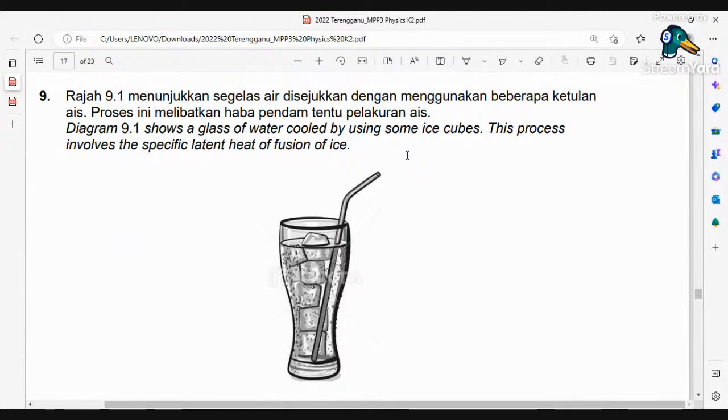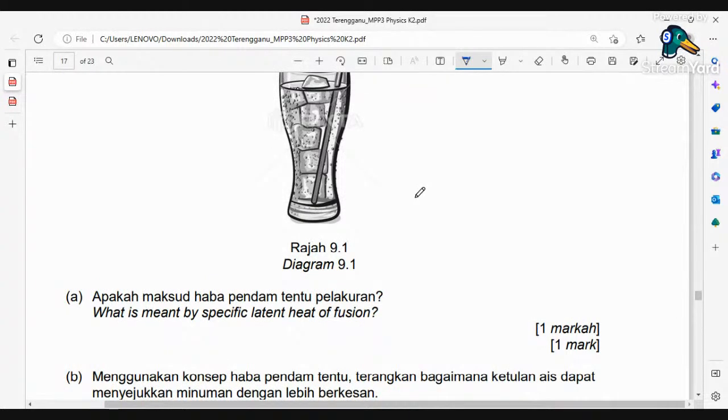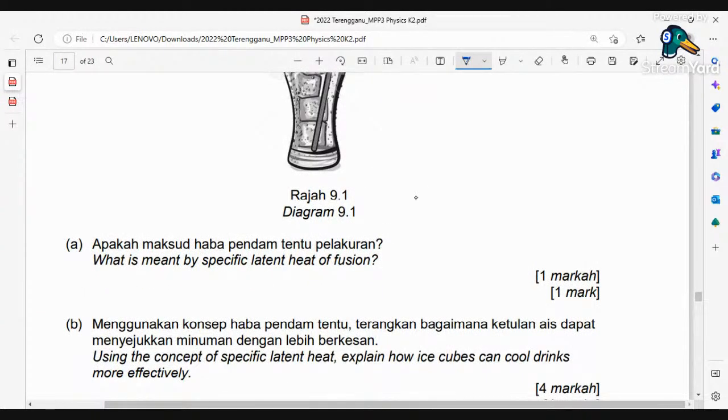The diagram shows a glass of water cooled by some ice cubes. The process involves specific latent heat of fusion. So the concept is already given here, specific latent heat of fusion. What is meant by specific latent heat of fusion? This definition you really must memorize.